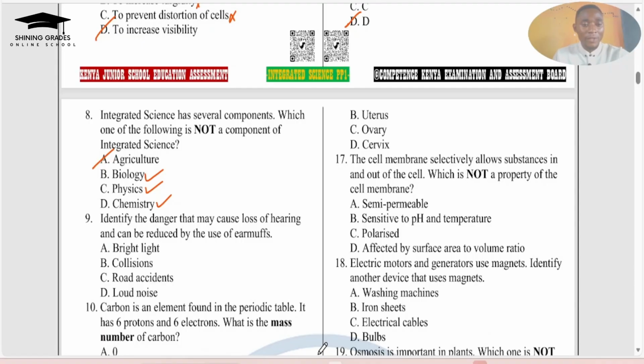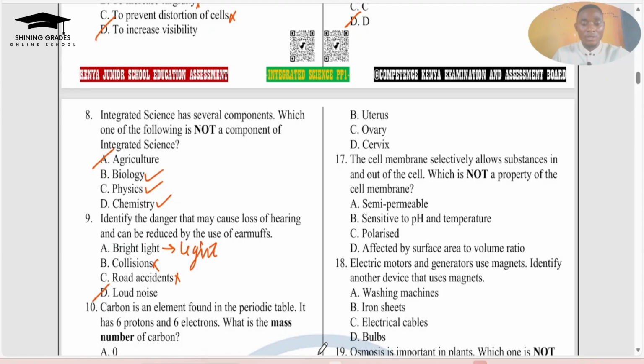Question 9. Identify the danger that may cause loss of hearing and can be reduced by the use of earmuffs. Bright light, that's a danger caused by extreme, very strong light. Collisions, not one of them, road accidents, loud noise. For you to wear earmuffs means that your ears have been affected. So to improve the hearing capability, you have to wear earmuffs. So the correct answer is loud noise.